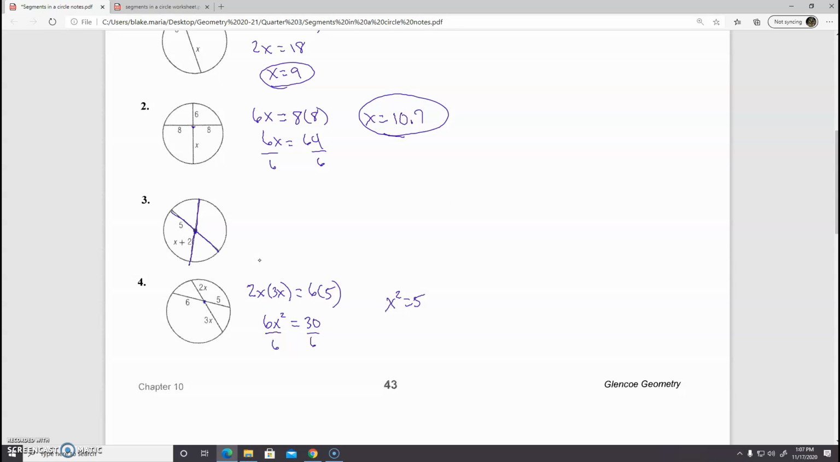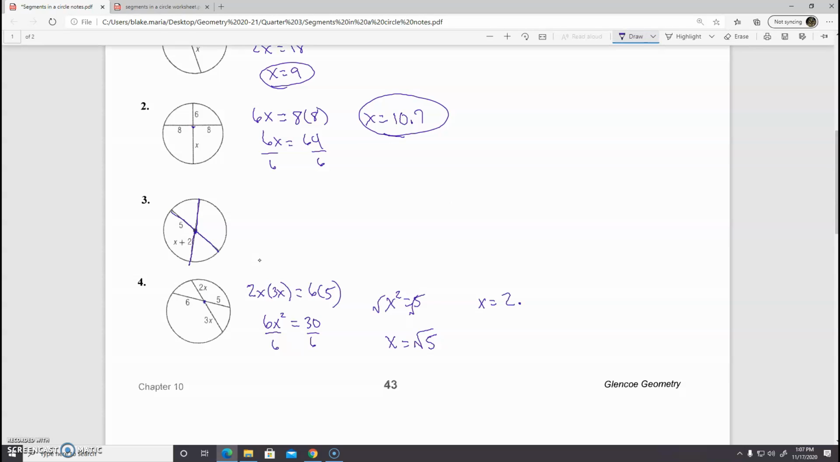And the opposite of squaring is square rooting, so we're going to take the square root of both sides. So we've got x equals the square root of 5. And again, it did tell me to round to the nearest tenth. So when I type this in my calculator, I get x equals 2.23, which we would round to 2.2, nearest tenth. All right, so that's when they cross inside of a circle, talking about segments now, not angles.